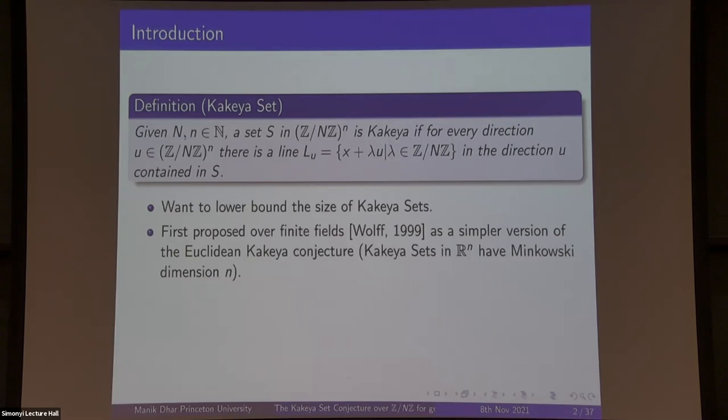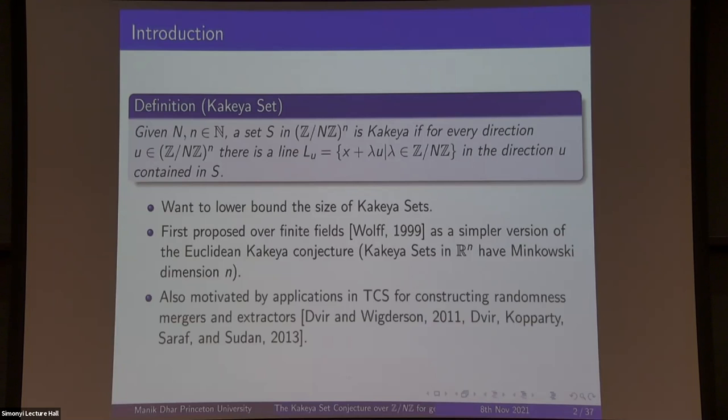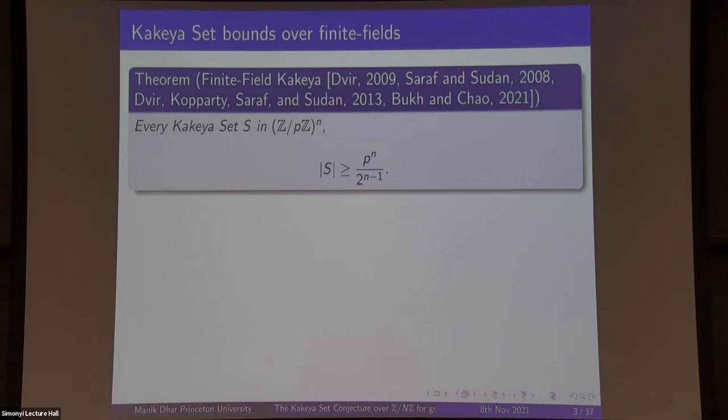Another reason this problem comes up is some connection it has to constructing randomness mergers and extractors. If you're aware of these things, that's fine, but we'll be directly focusing simply on this problem. It has connections in both directions: there is some problem in analysis it is connected to, and there are also problems in TCS it has connections to. All right, so this problem is completely solved over finite fields. Let's look at that result.